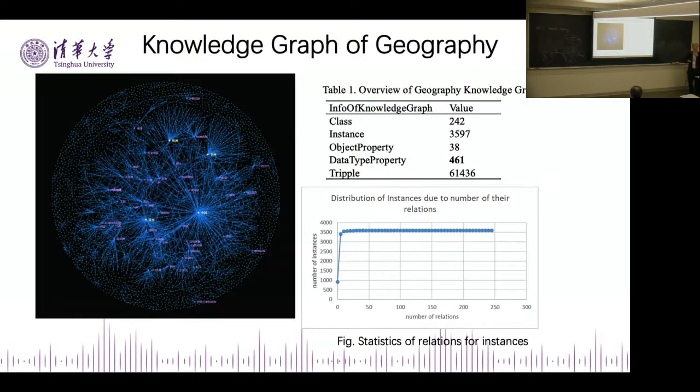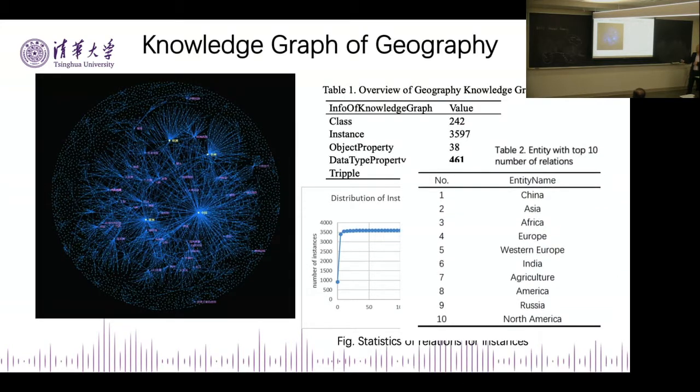Now I'm going to show you the knowledge graph of each subject. Here is the visualization of the knowledge graph of geography. And you can see that several instances have many connections with other instances. So the top 10 entities with the number of resources in geography are China, Asia, Africa, Europe, and they have many connections with other entities.